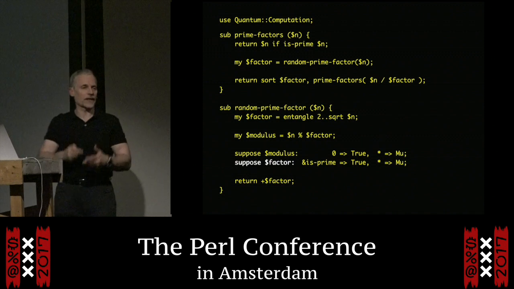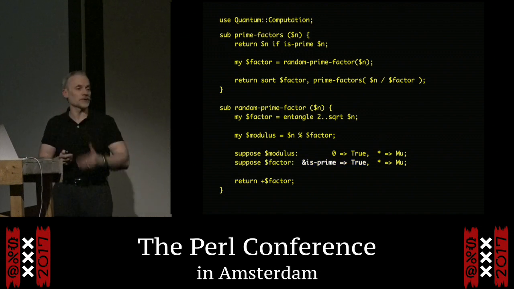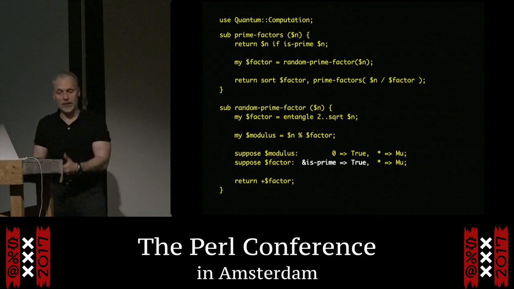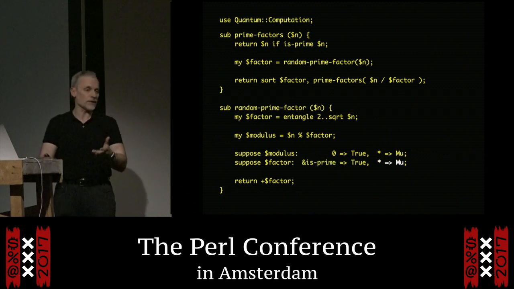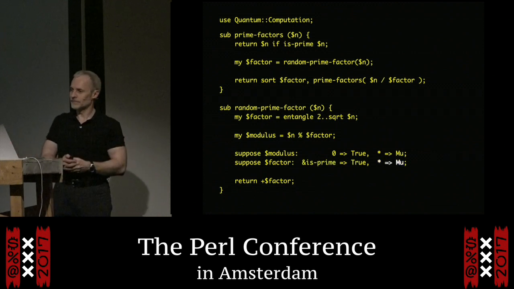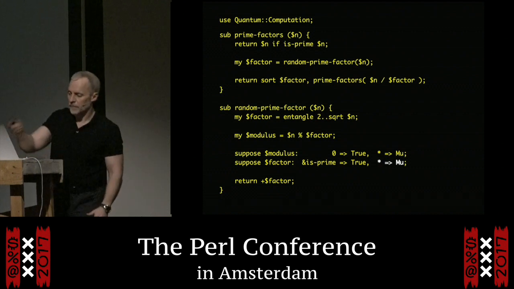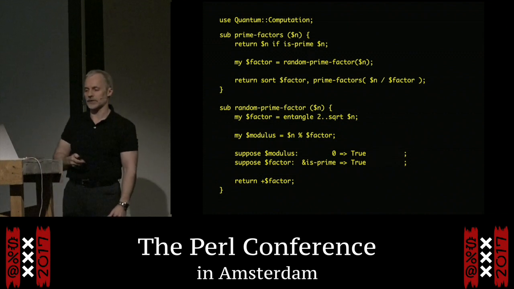Same thing with the factor. Suppose the factor is prime, and I'm just going to use the built-in is prime operator there, then again, this is true. It's now not just a factor, but it's a prime factor. And again, if it's not, mu. Now, this is so common in this module that anything else to mu is the default, so you don't actually have to write that. You can just write this.